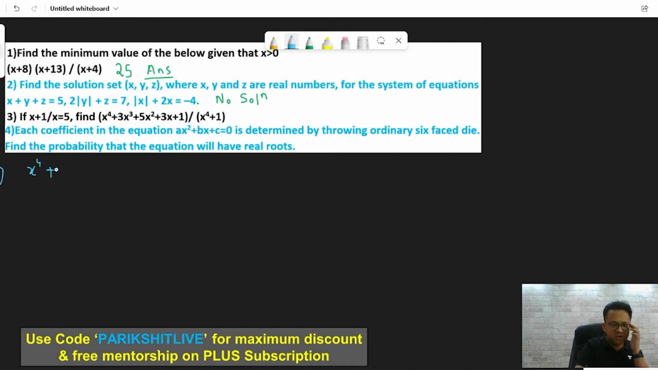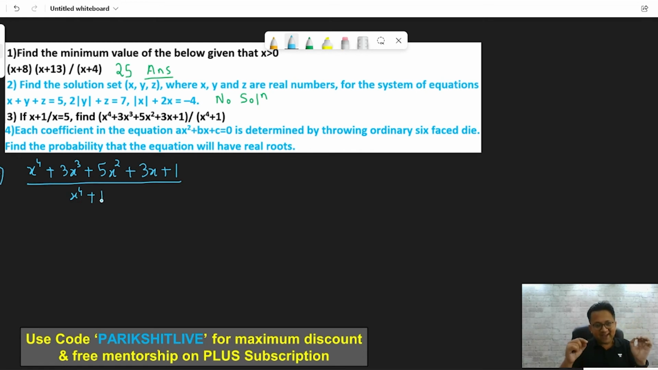The given expression is x to the power 4 plus 3x cubed plus 5x square plus 3x plus 1, divided by x to the power 4 plus 1. Now, I'm being given this expression. You know the value of x plus 1 by x. Can I get x plus 1 by x from this expression? If I can, I can directly substitute the value and get the answer. So my intention is to reduce the numerator and the denominator to the format of x plus 1 by x.